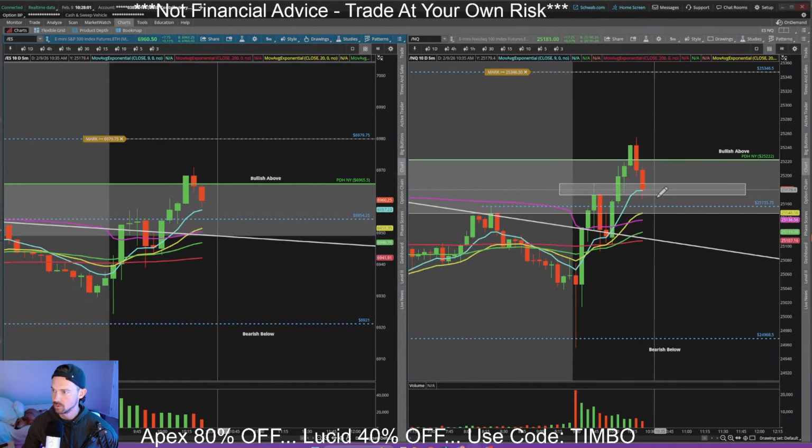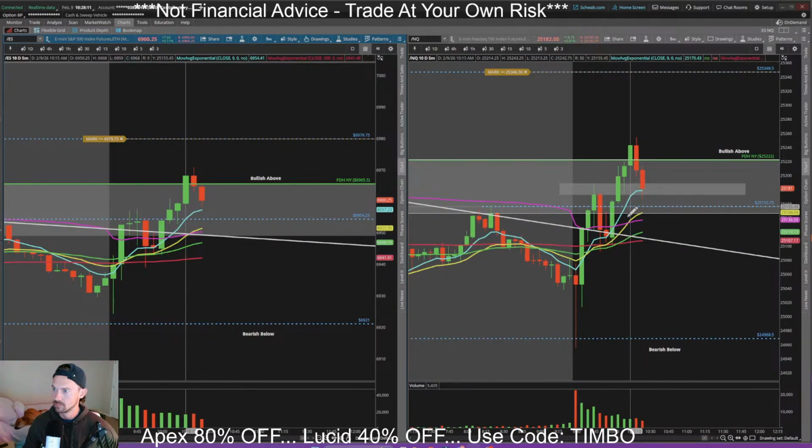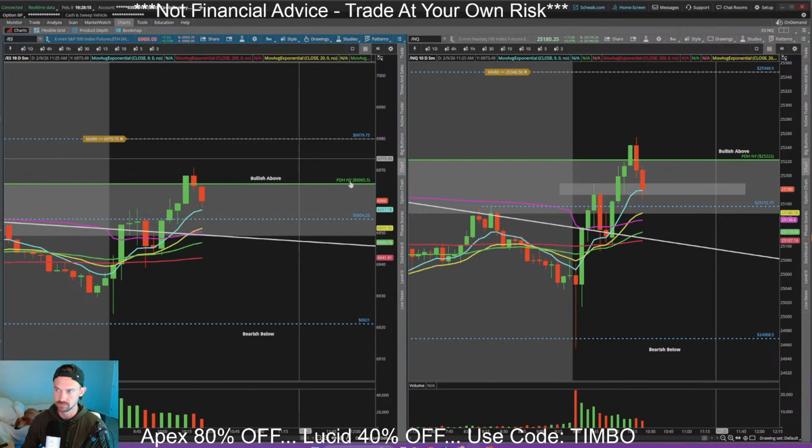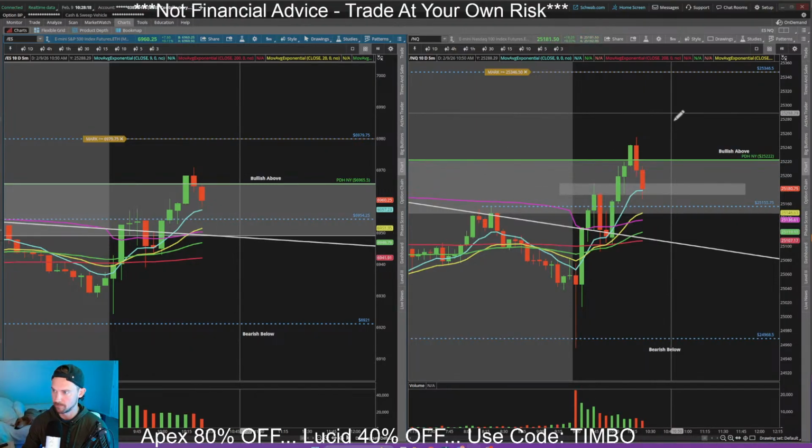Pulling back a bit more here. It looks like they're kind of trying to wick it a bit. I might look to add back on a long if I like a good little reversal back up. I still have that one runner.